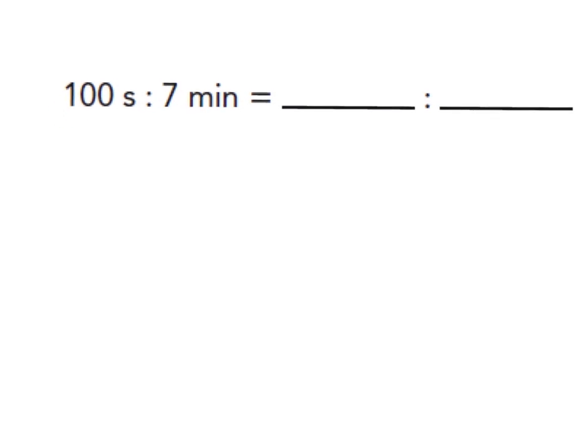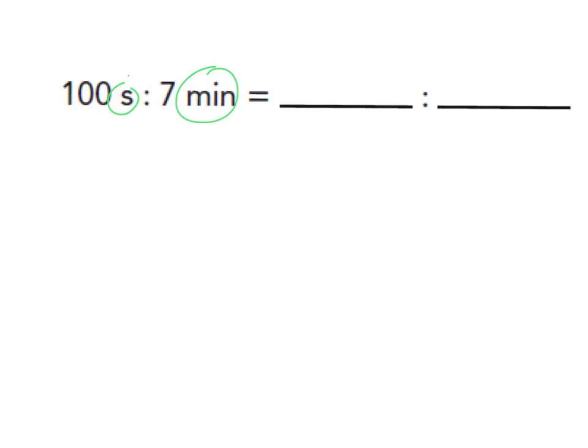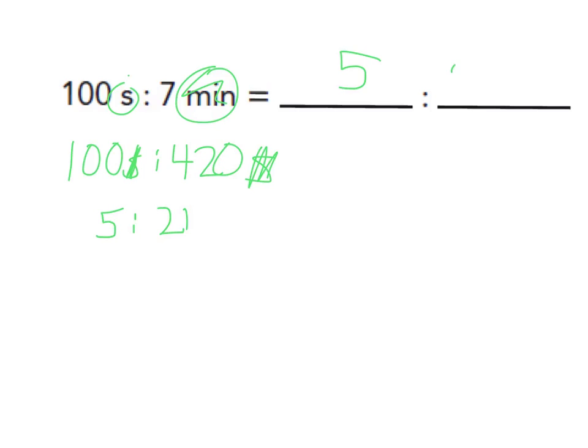If I try the last one, seconds to minutes, I can't compare them, obviously, because I have these seconds here and these minutes here. I can change these minutes into seconds. So there's 60 seconds in a minute, so this 100 seconds won't change, but the 7 minutes when multiplied by 60 is 420 seconds. Now they're both seconds, so I can drop these. I can divide them both by 20. This becomes 5, and this becomes 21, and that is in simplest form. It's a ratio of 5 to 21.